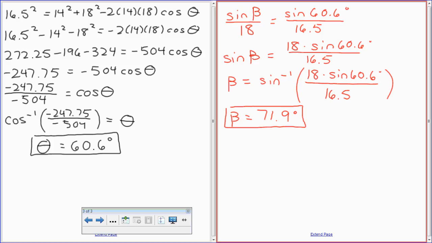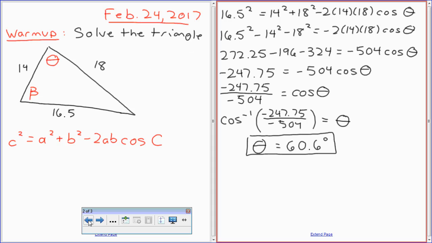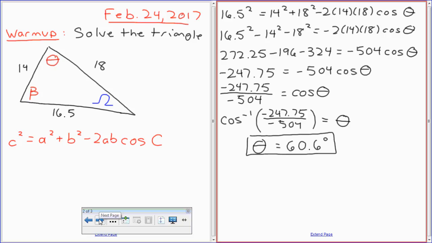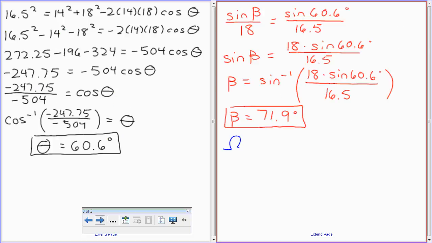Now there's a really, really fast way to get the third angle. What's the super duper fast way to get the third angle? Haley, you're all over trig, go ahead. Very good. So I'm going to call that omega. Is that omega? Yep. So omega equals 180 minus 60.6 minus 71.9 degrees. 47.5.